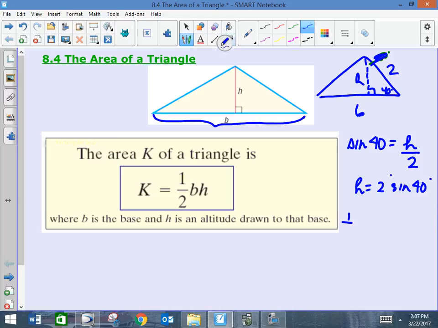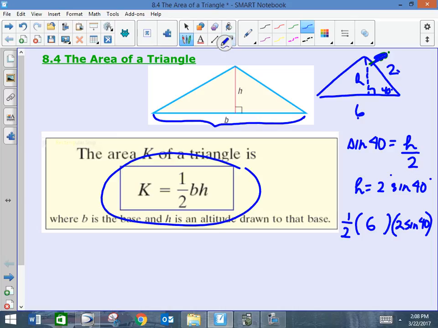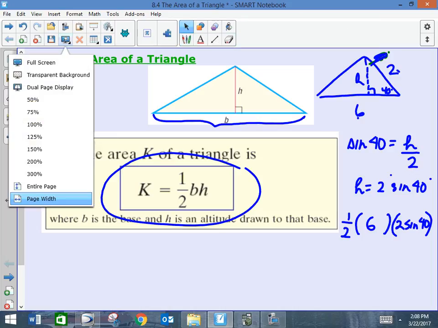And then the triangle would be 1/2 base, which would be 6, times height, which is 2 sine of 40. Now check it out. 6 and 2 were my original sides that I gave you, and 40 was the angle in between. So that's what this formula will give you if you don't know the base and the height. Now this one, clearly we have a base and height done. All right? So let me show you the second.